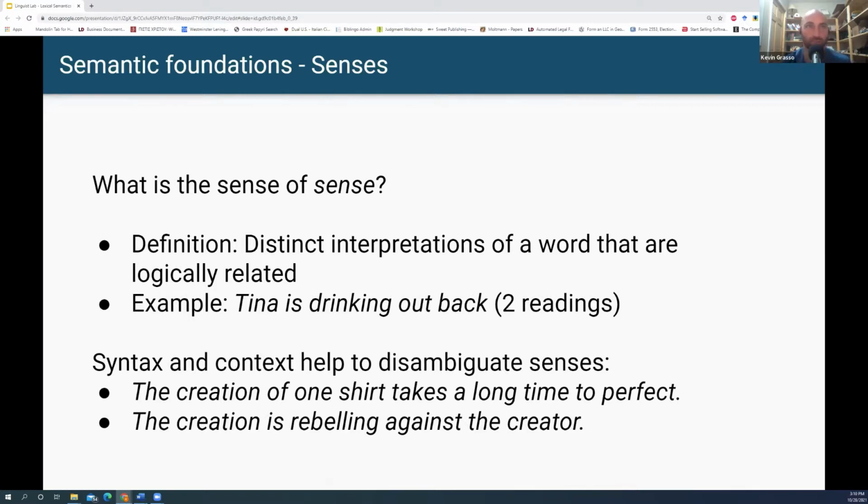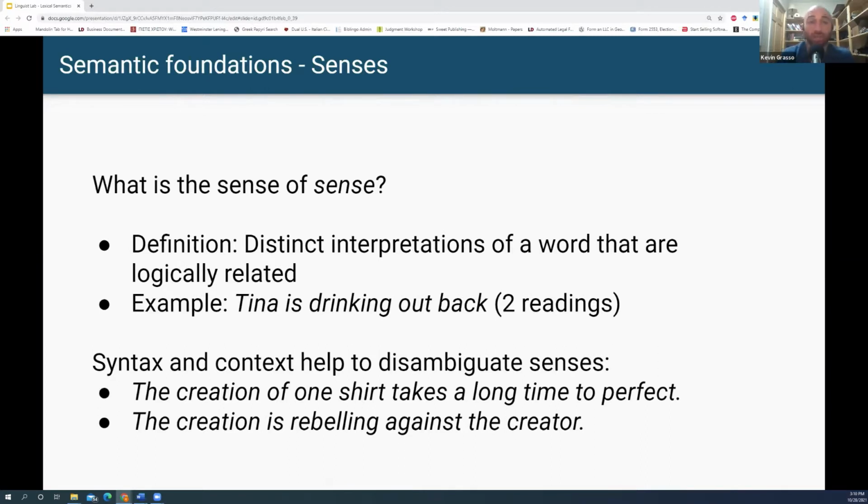So I'll give you an example. Tina is drinking out back. This is ambiguous, right? There are two readings for this. The default reading, in an out of the blue context, is that Tina is drinking alcohol out back. But it's obviously not the case that it has to be alcohol. If everyone had, I don't know, orange juice that they were drinking, and they were all drinking in different places, and someone asks, where's Tina drinking? Oh, Tina's drinking out back. That's a totally fine sentence.